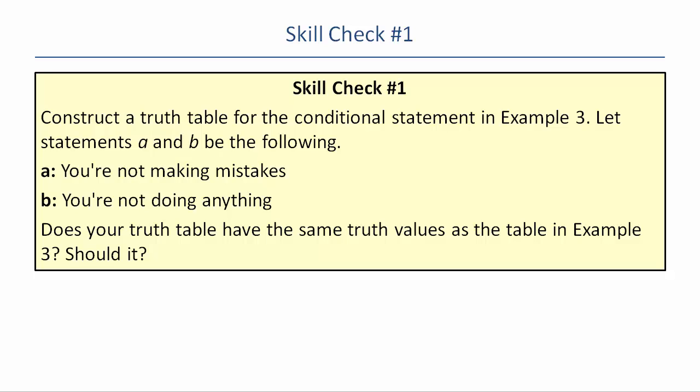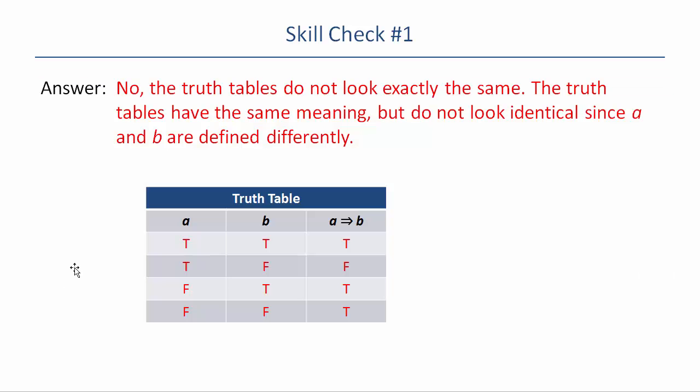How about trying this one? Construct the truth table for the conditional statement in 3 and let A and B be the following. You're not making mistakes and you're not doing anything. And see if it changes things. Well, here's what you get. A is the not, right? And B is the not.